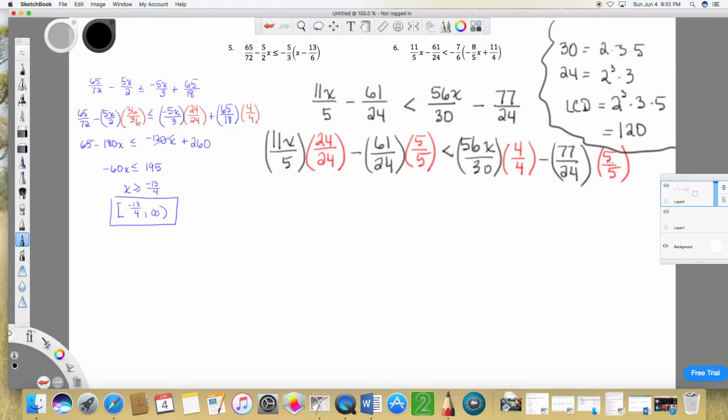If we multiply every term by 120, since 120 is positive, the inequality will not change direction, and we'll have 24 times 11, which my calculator tells me is 264, minus 61 times 5, 305, is that? Yeah. 56 times 4, 224x, minus 77 times 5, 385.